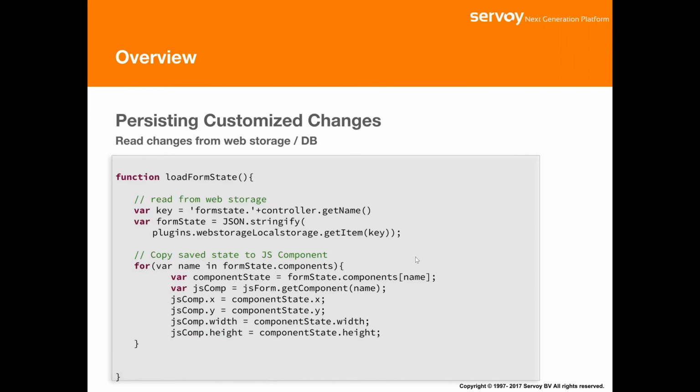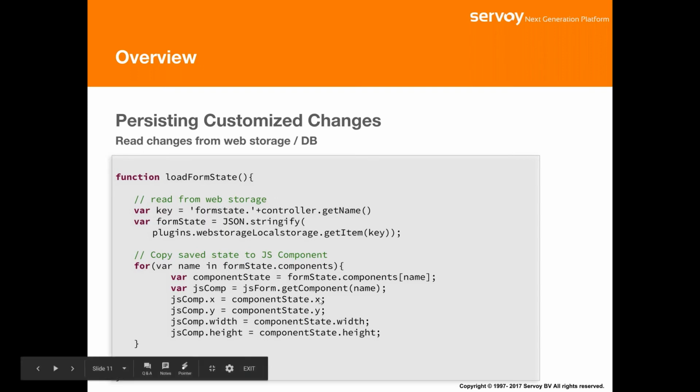When the form loads, I read it back from web storage. So on form load, I'm calling this private method called load form state. And again, I use that key form state dot form name, and I then read it in. This is a typo on the slide. JSON.stringify should be JSON.parse. And then you can see that I'm copying it from the component state back onto the component. At the end of all this, you would want to call recreate UI too if the form's already been shown.